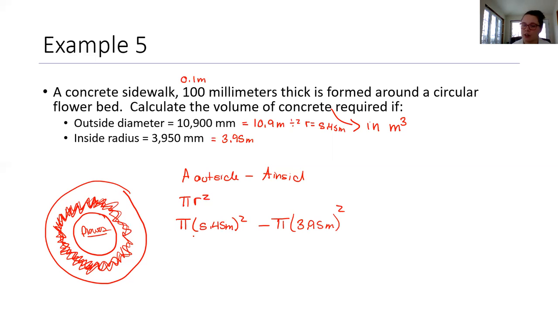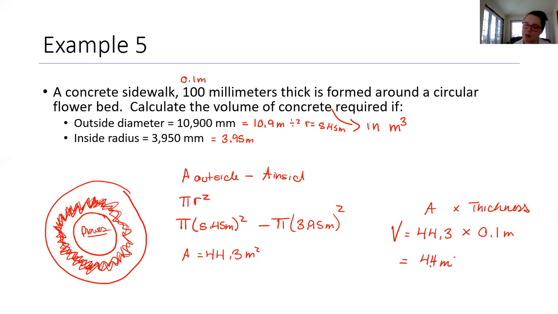Putting that into your calculator, you should get an area that's equal to 44.3 meters squared. To find the volume, 44.3, so the area, times how thick the object was, which is 0.1 meters. So area times thickness. That is going to leave us with 4.4 meters cubed. 4.4 meters cubed is the amount of concrete that would be needed.